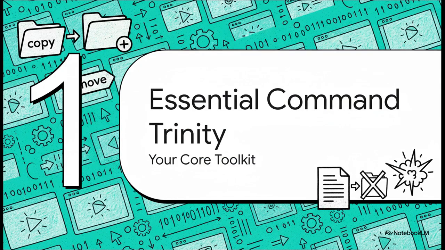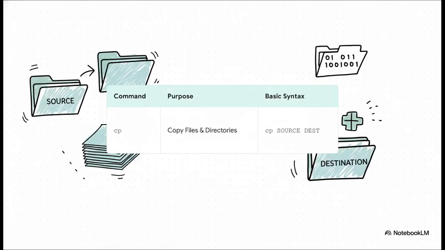Okay, so at the heart of file management, it really all boils down to three core commands. Think of these as your essential toolkit: CP for copy, MV for move, and RM for remove. Once you get these down, you're well on your way. First up, we've got CP. Its job is super simple. It copies stuff. The syntax couldn't be easier. You just type CP, then the source, that's the file you want to copy, and then the destination, which is where you want the new copy to live. It just creates a perfect clone and leaves your original file completely safe.